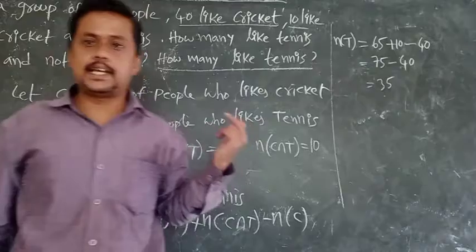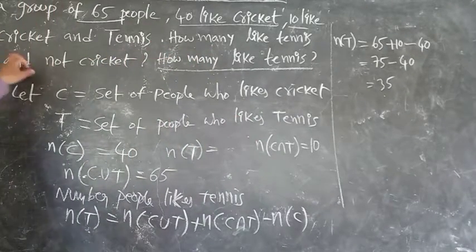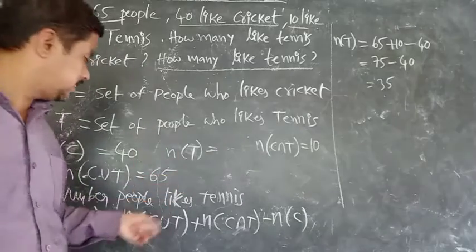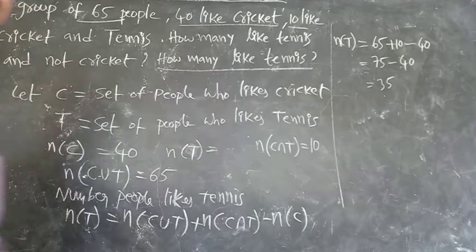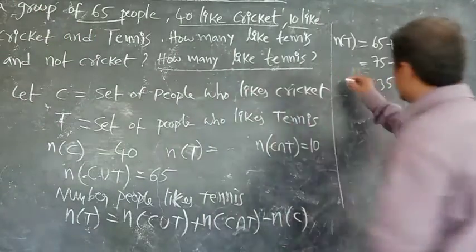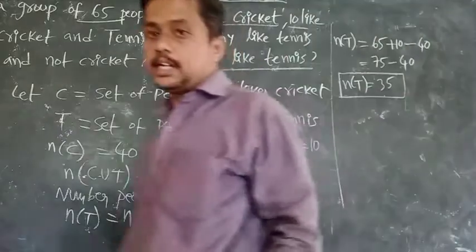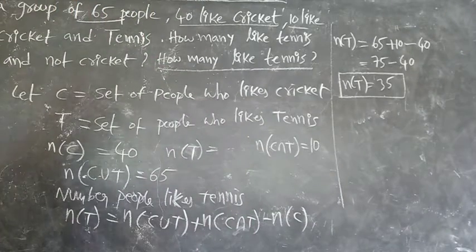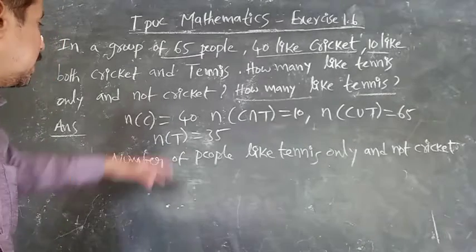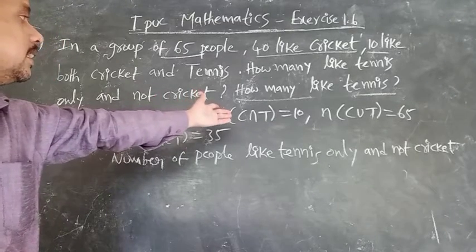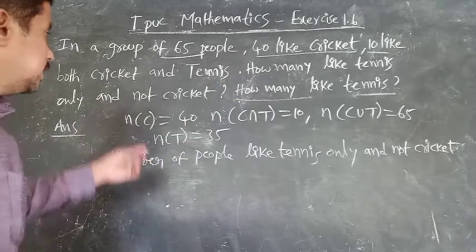Now we will calculate the first one: how many like tennis only, not cricket. n of T is calculated. n of T is equal to 35. So this one is calculated. Next we will move to the next concept. We have already written n of C intersection T, n of C union T, and n of T is calculated as 35.